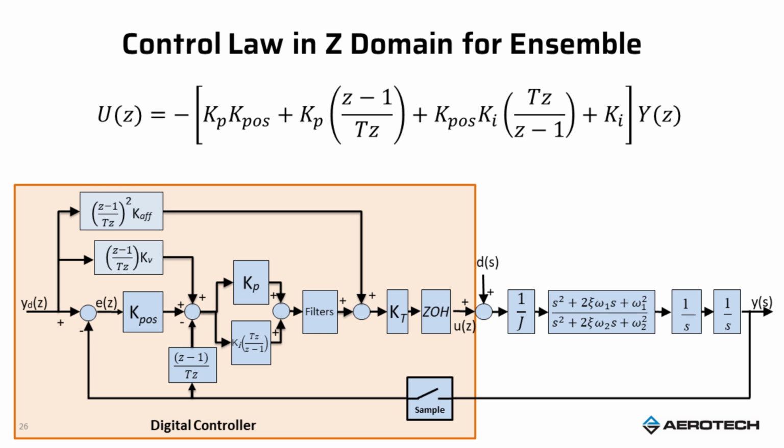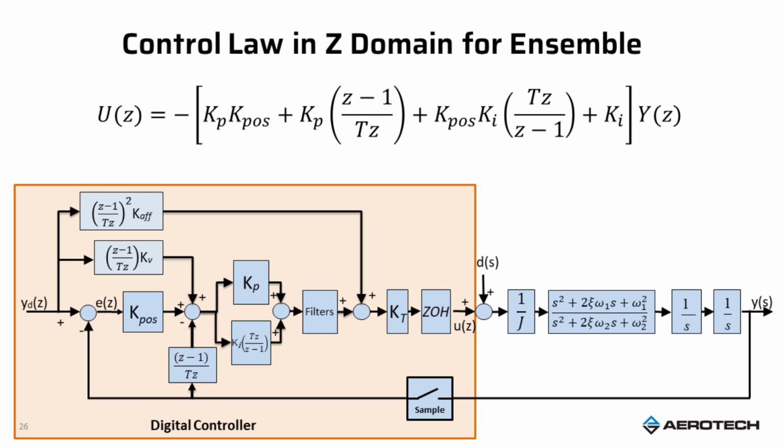Now, how do I know how to change them? Well, let's take a look at the full system here. So I have a plant on the right represented by an inertia that I'm going to move plus a resonance. That's the 1 over J, 1 over S, 1 over S, and the S squared plus 2 xi omega 1 S plus omega 1 squared divided by S squared plus 2 xi omega 2 S plus omega 2 squared. That's a flexible body.